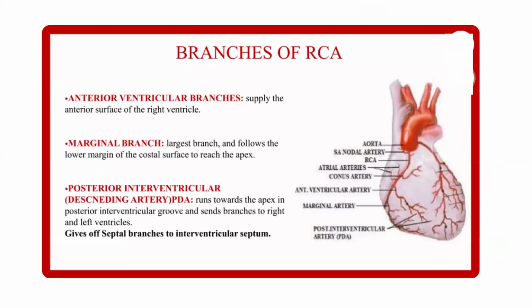Then other branches are the anterior ventricular branches. These are the anterior ventricular branches. They supply the anterior surface of right ventricle. Then, as we discussed earlier, right marginal branch, which follows the lower margin of costal surface to reach the apex. And this is the marginal artery which is accompanied by the small cardiac vein. And then the posterior interventricular artery posteriorly in the posterior interventricular groove and the AV nodal branch.